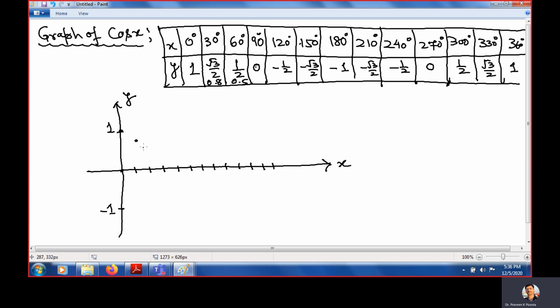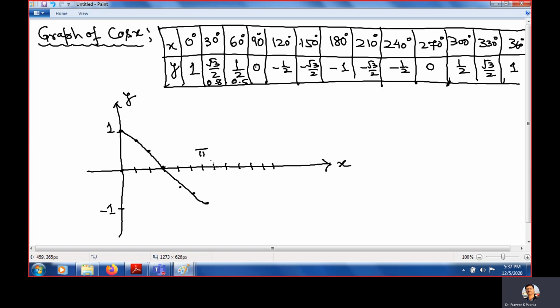Cosine of 30 is root 3 by 2, then half, then 0, then it goes a little more down. It is -half, then -root 3 by 2, and then it is -1. Clear? So the graph of cosine x is like this one. Clear? Now it is how much?